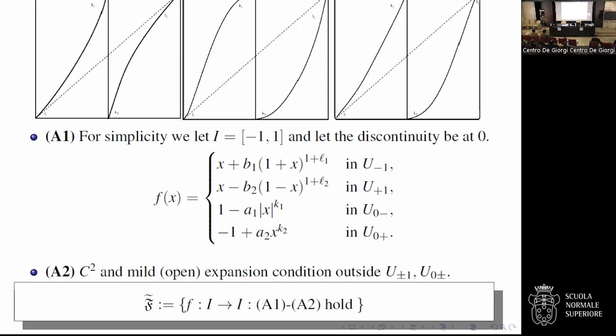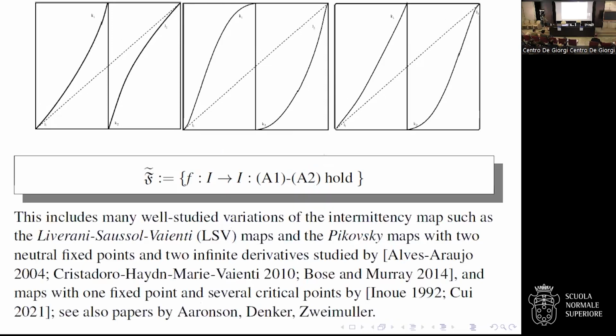So this is the definition of the family. There's nothing more complicated. It's simply defined by the fact that it has this specific form inside these neighborhoods, and essentially expansion outside these neighborhoods. Excuse me. So this includes many well-studied variations of this map.